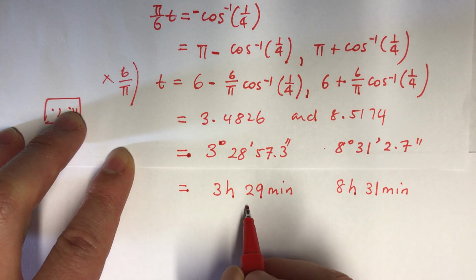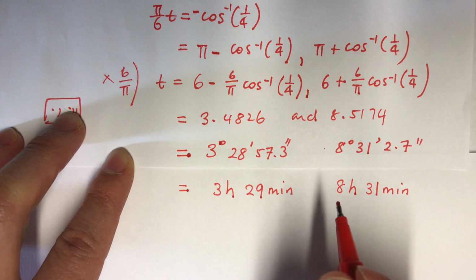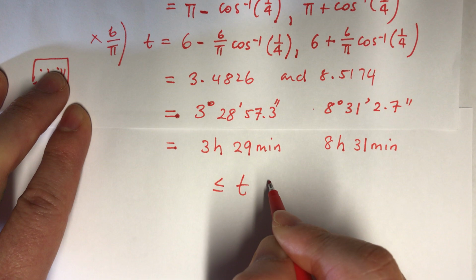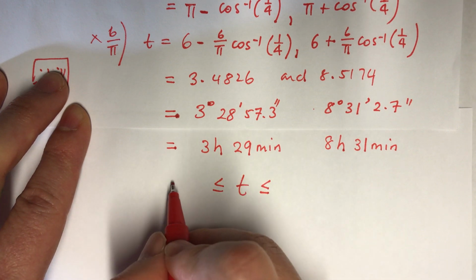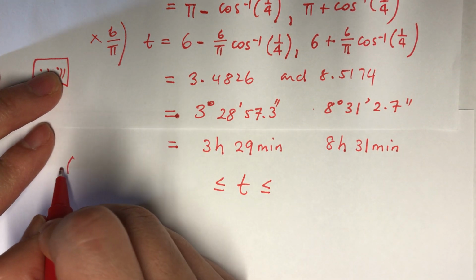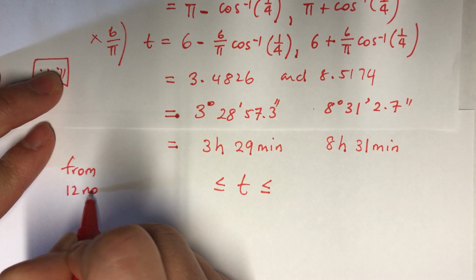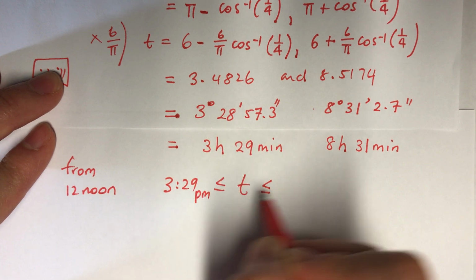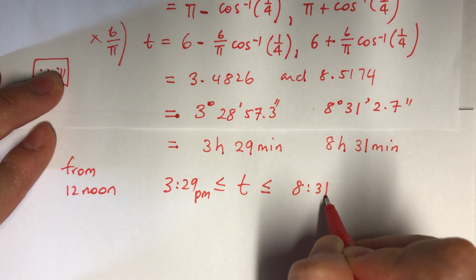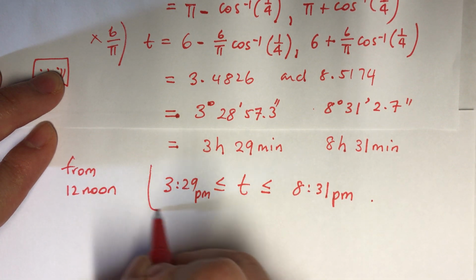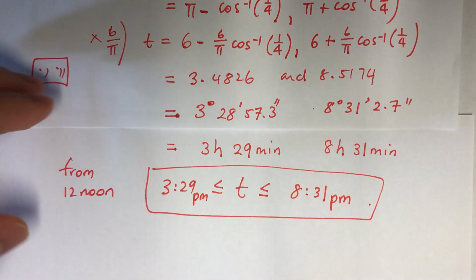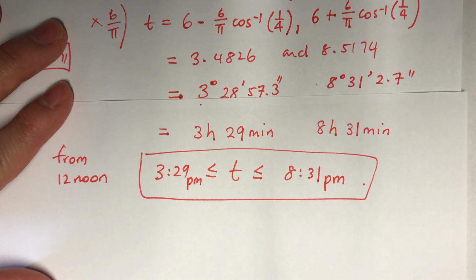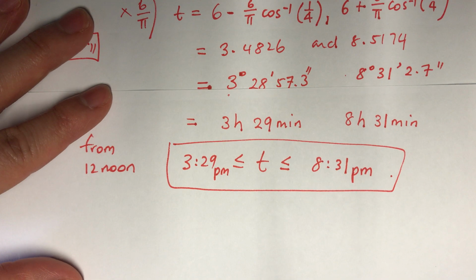Okay, from 12 noon. So your time is, because this is from 12 noon, 3:29 p.m. to 8:31 p.m. So that's your interval. As long as the ship goes in between this time, it can get into the entrance. Okay, well done people.